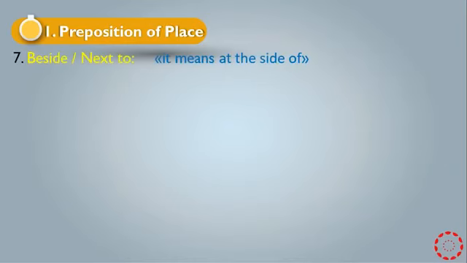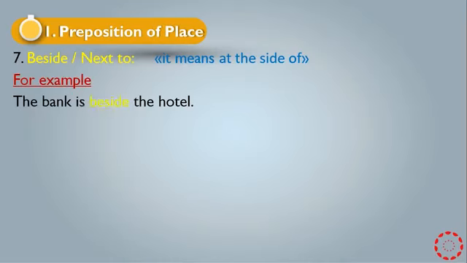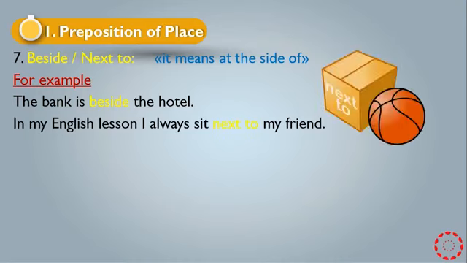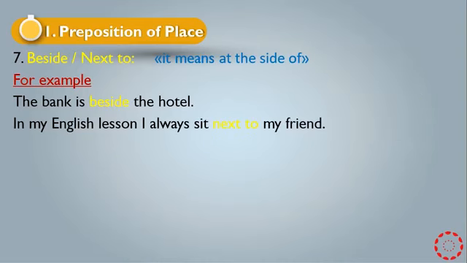The seventh one we have is beside or next to. It means at the side of, when something is at the side of another thing. For example, the bank is beside the hotel. Or in my English lesson, I always sit next to my friend. As you see, the ball is next to the box, or the box is next to the ball.